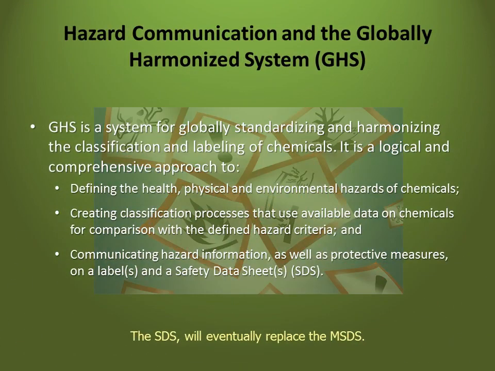GHS is a system for globally standardizing and harmonizing the classification and labeling of chemicals. It is a logical and comprehensive approach to defining the health, physical, and environmental hazards of chemicals, creating classification processes that use available data on chemicals for comparison with the defined hazard criteria, and communicating hazard information as well as protective measures on a label and a safety data sheet, or an SDS. The SDS will eventually replace the Material Safety Data Sheet, or MSDS.